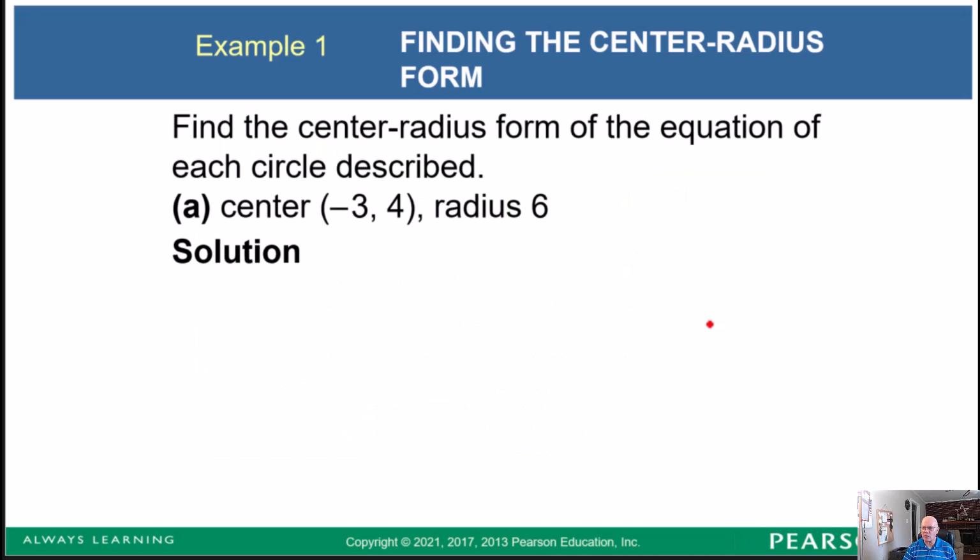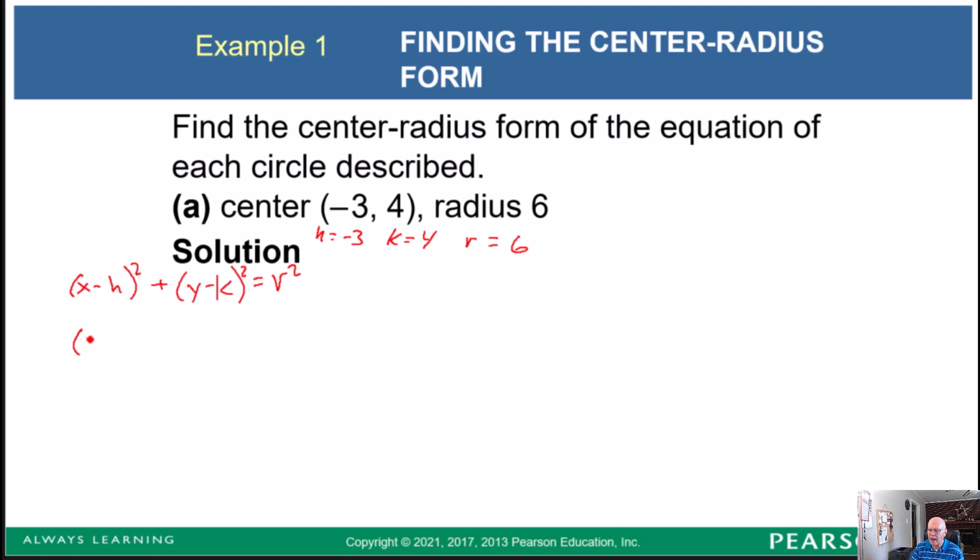So let's find the center radius form of the equation of each circle described. So let's take this one. So we've got the center there. Let's start with the basic equation and start filling things in. Okay, what's h? H is -3. K is a 4. R is 6. So we'll put the numbers in.